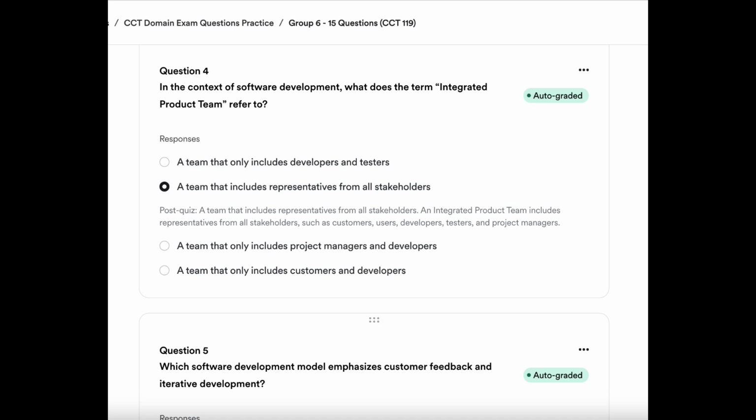Okay, so we're looking at an integrated product team, which is a group of people together. And if you haven't heard of it before, it does have representatives from all the various stakeholders in creating the overall product. The podcast will talk a little bit about product teams.